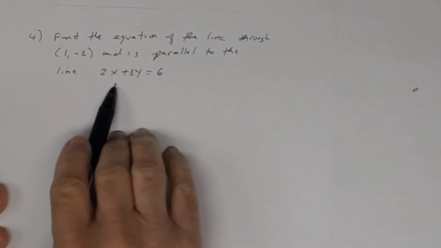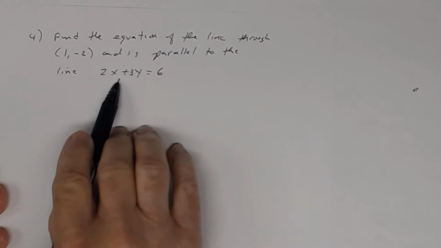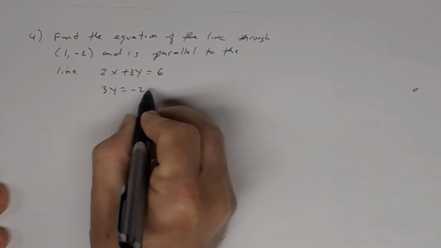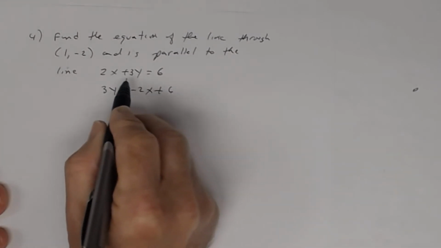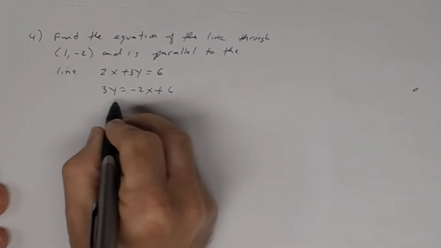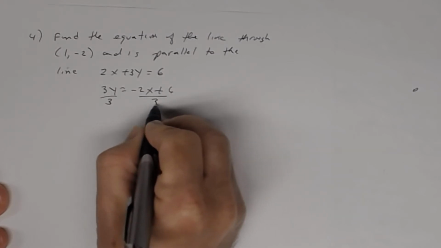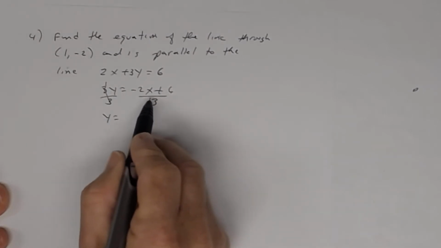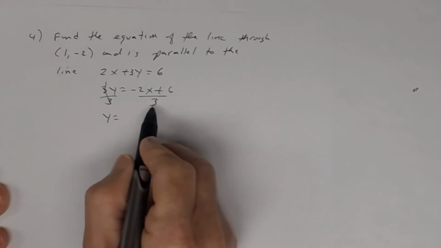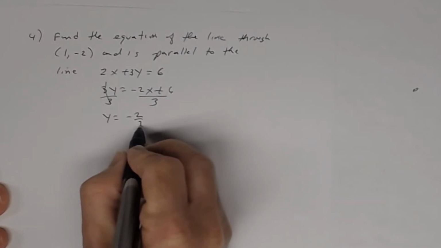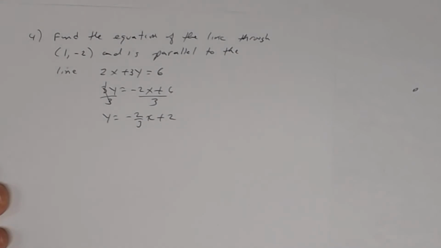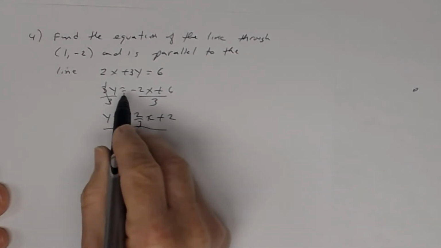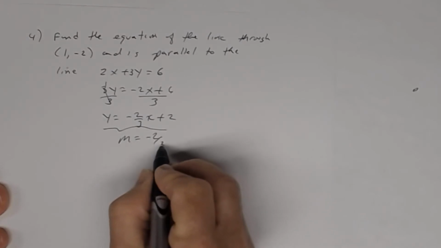Well, this is not in slope-intercept form, so I have to get y by itself. So I get 3y equals negative 2x plus 6. When you subtract 2x from both sides, that's what you get. Then I'm going to divide both sides by 3, and I get y equals negative 2/3 x, and then 6 divided by 3 is 2. So I get negative 2/3 x plus 2. Therefore, the slope of this line here is negative 2/3.